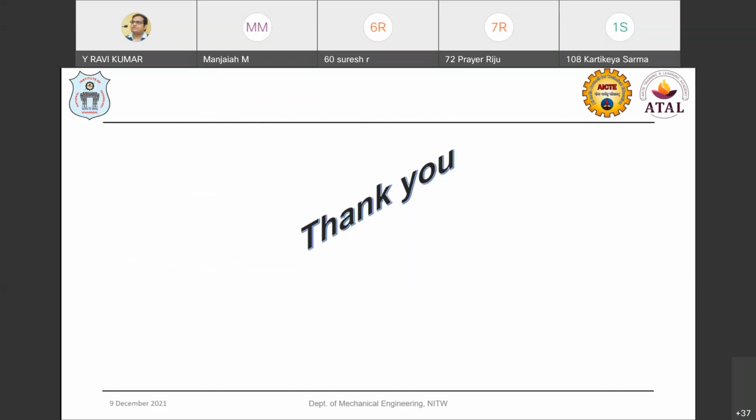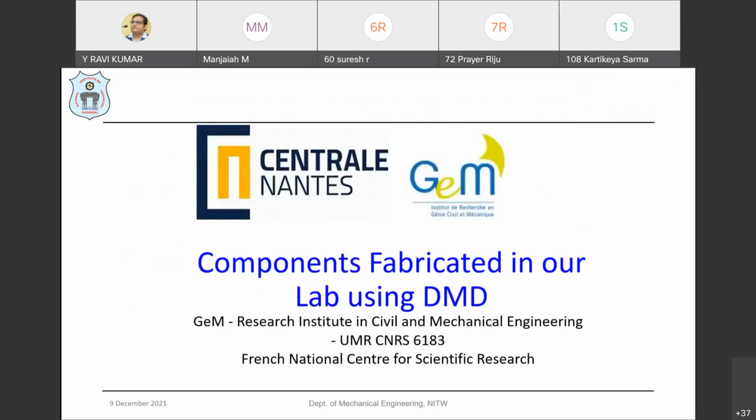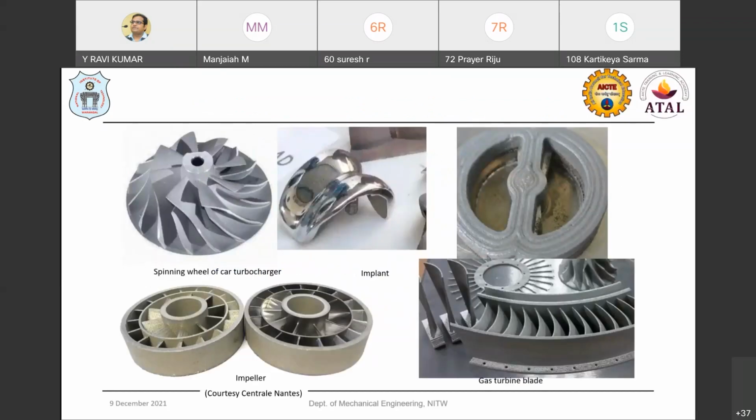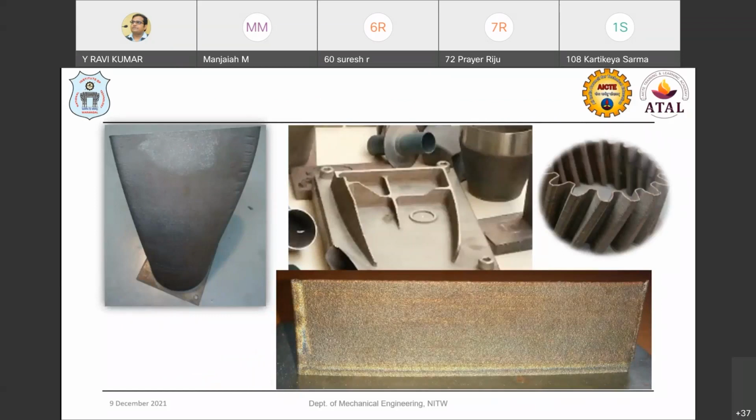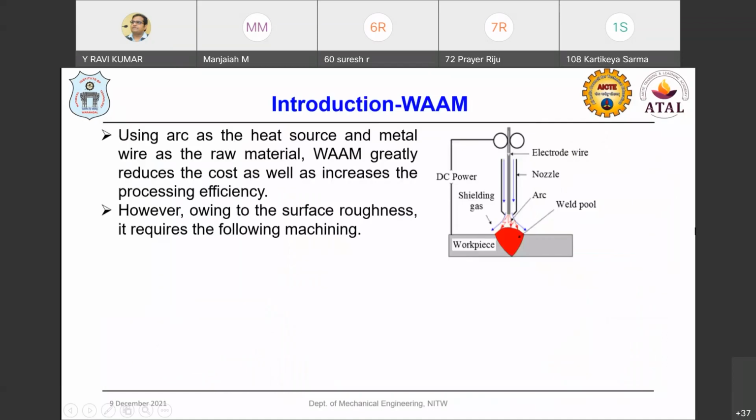There are only 20 minutes of time, so in that duration I'll try to address the challenges with the components fabricated in our laboratory with the DED systems as well as the WAM process. You can see these are impellers, turbocharger wheels, implants, turbine blades, and repaired turbine blades. You can see thin walls and different kinds of gear structures made with these DED systems.